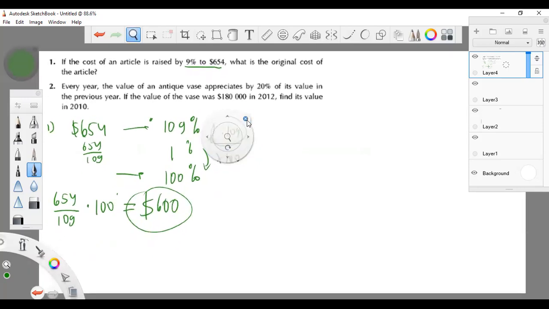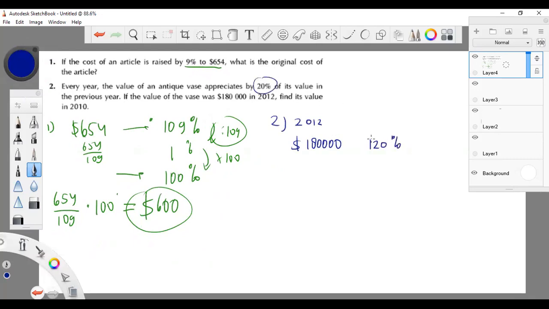Okay. Now, number 2. Every year, the value of an antique vase appreciates 20% from its value from the previous year. So in 2012, almost the same, 180,000. This has already been appreciated by 120%, right? Because it appreciates 20%. So this is 120 of the previous year's value. So to find the value in 2011, the previous year, again, you put 1 here. So these are the rules. 180,000 divided by 120.